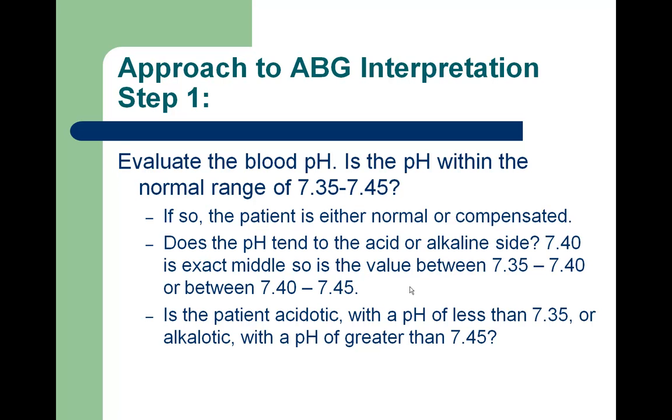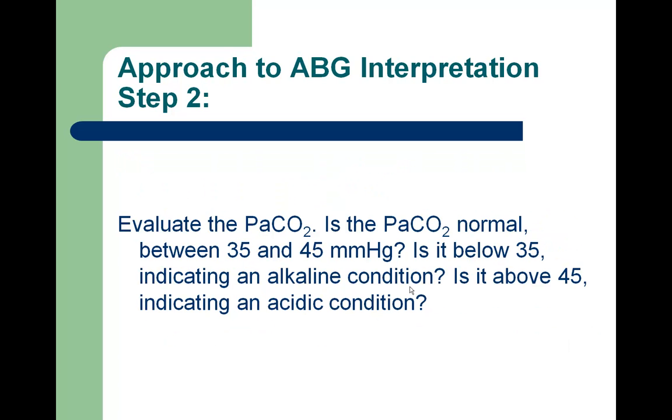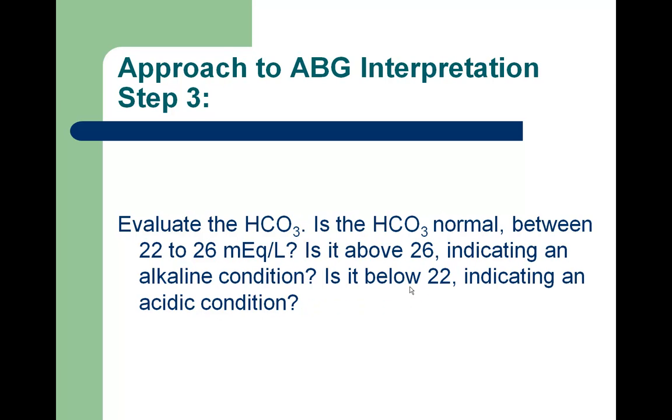Is the patient acidotic with a pH of less than 7.35, or alkalotic with a pH greater than 7.45? That's the question to ask. Evaluate the PaCO2. If the PaCO2, or the partial pressure of carbon dioxide, is normal, it's between 35 and 45. If it's below 35, it's an alkaline condition. If it's above 45, it's an acidotic condition.